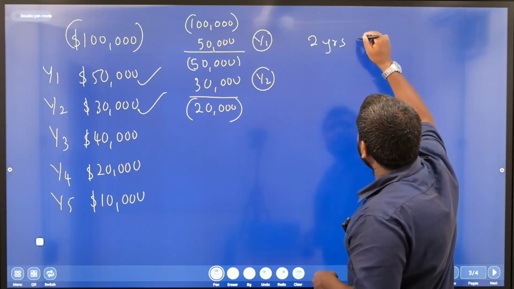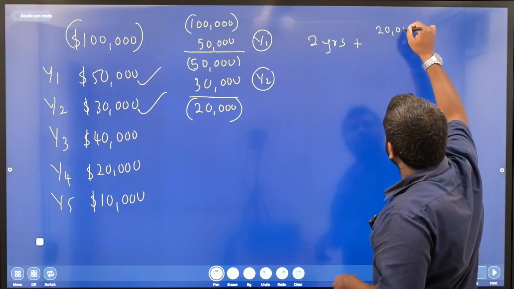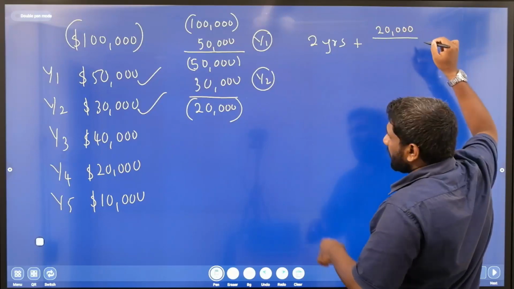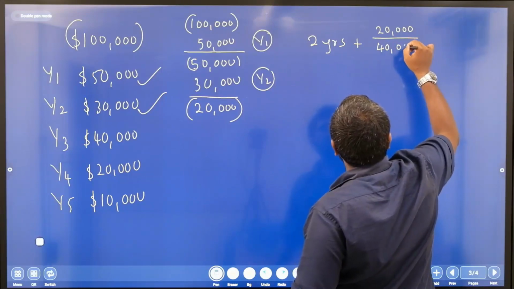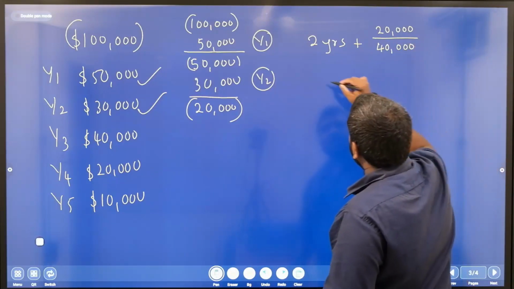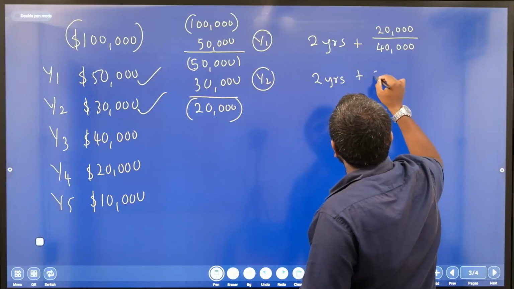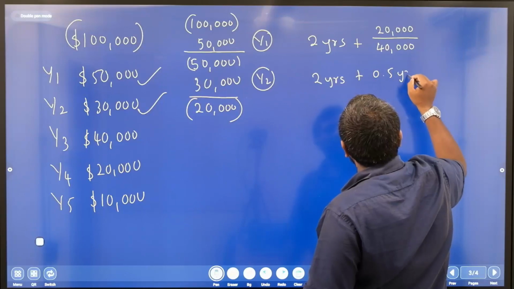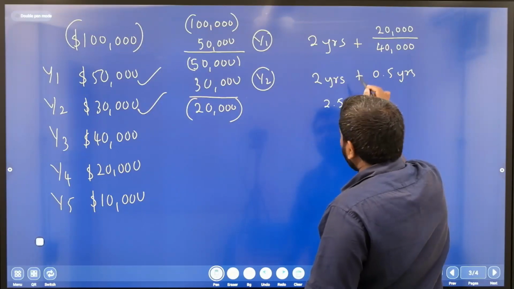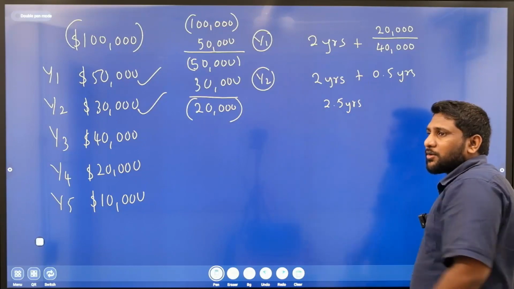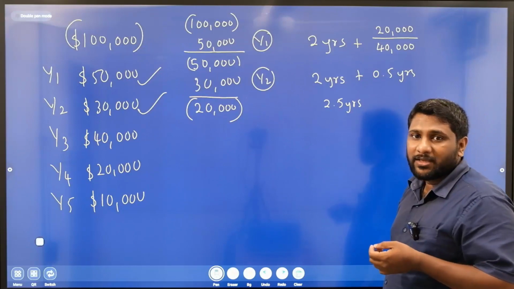So let's calculate it. Plus remaining amount 20,000 divided by the next year's cash flow. How much is that? 40,000. Next year's cash flow 40,000. Then here I am getting an answer of 2 years plus 0.5 years. Then what's the final answer that I am getting? 2.5 years.